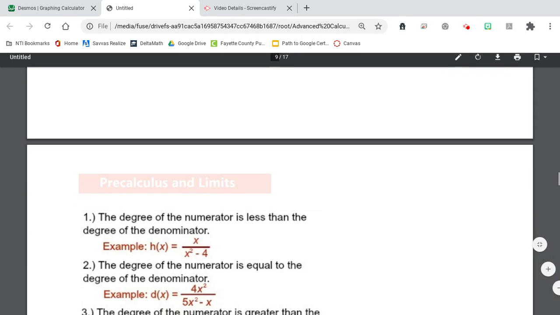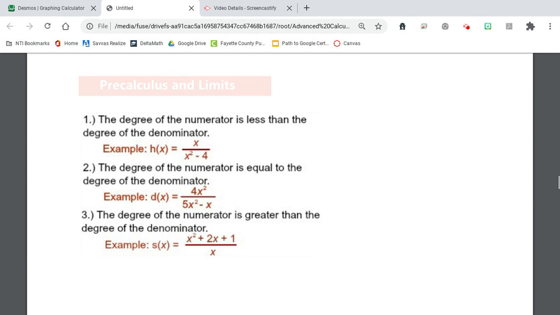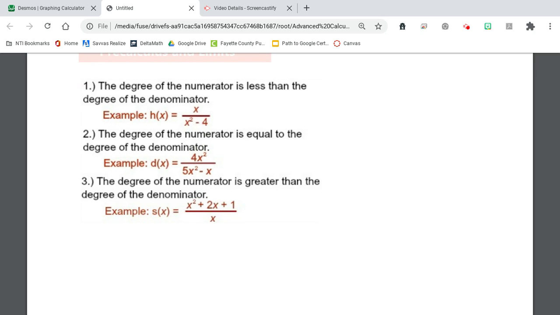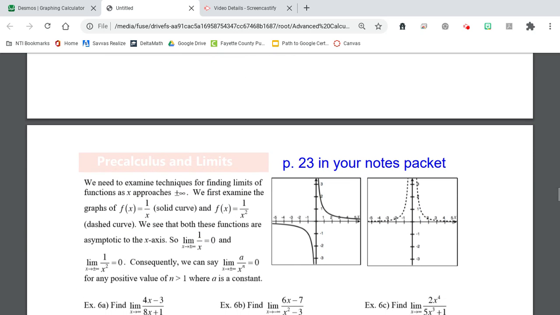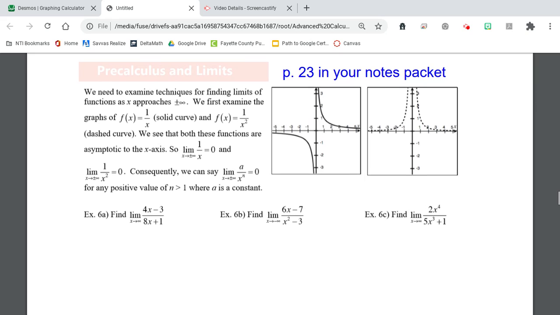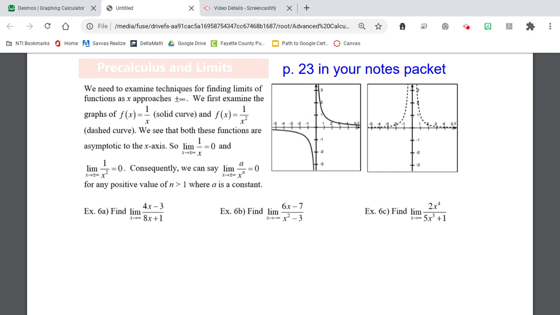So let me show you what I mean. Again, here are the cases we talked about in the last video, so you can refer back to that video if you want to know those equations again, or those cases. But if you look on page 23 in your notes packet, the one that you picked up from school, you'll have this situation, and we're looking at limits. Now, these are just some random graphs for illustration, since we're looking for asymptotes. The graphs are not the problems, or maybe not necessarily the problem.